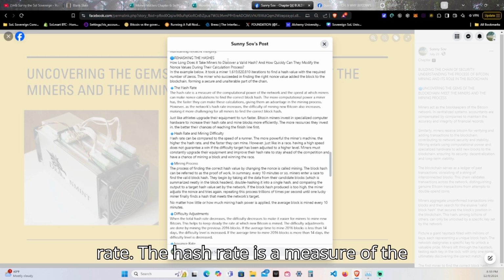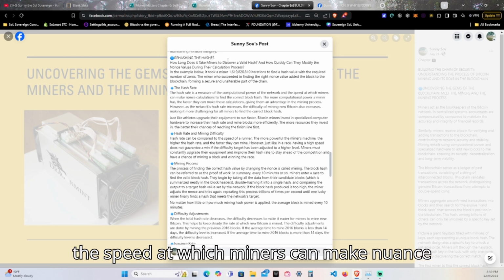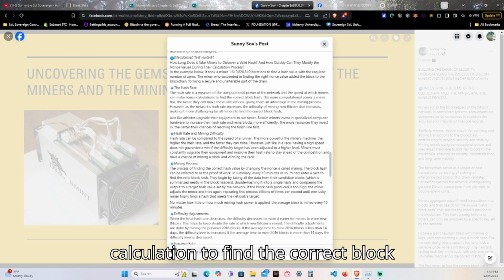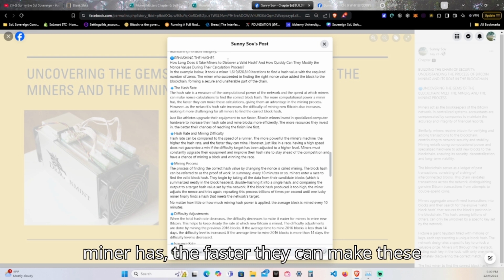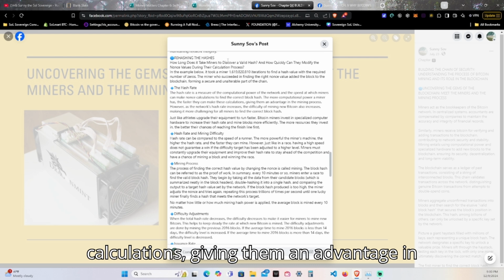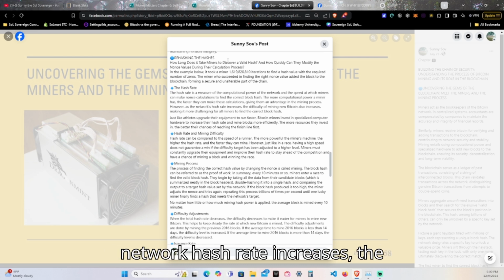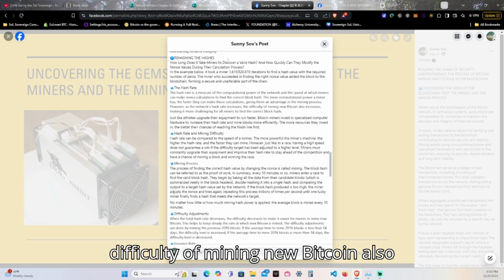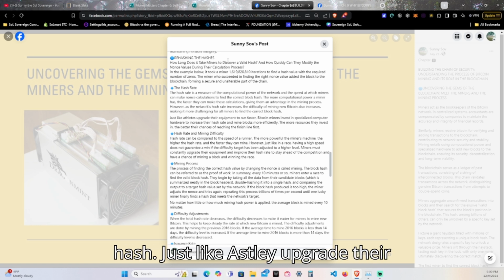The hash rate. The hash rate is a measure of the computational power of the network and the speed at which miners can make nonce calculations to find the correct block hash. The more computational power a miner has, the faster they can make these calculations, giving them an advantage in the mining process. However, as the network hash rate increases, the difficulty of mining new Bitcoin also increases, making it more challenging for all miners to find the correct block hash.